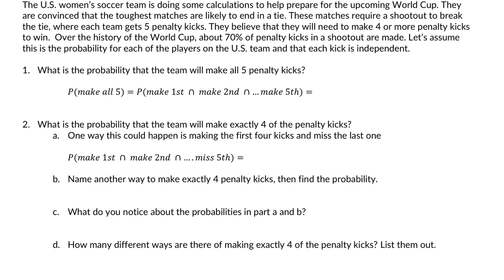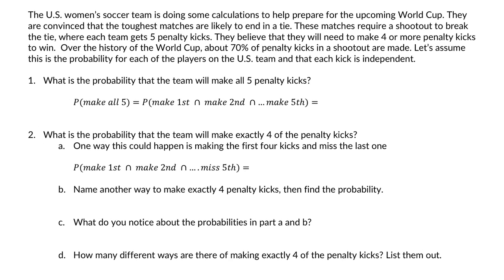For example, the U.S. women's soccer team is doing some calculations to help prepare for the upcoming World Cup. They are convinced that the toughest matches are likely to end in a tie. These matches require a shootout to break the tie, where each team gets 5 penalty kicks. They believe that they will need to make 4 or more penalty kicks to win the game. Over the history of the World Cup, about 70% of penalty kicks in a shootout are made. Let's assume that the probability for each of the players on the U.S. team is 70% and that each kick is independent, so that we have a binomial experiment.